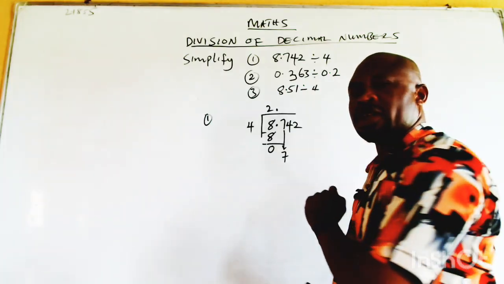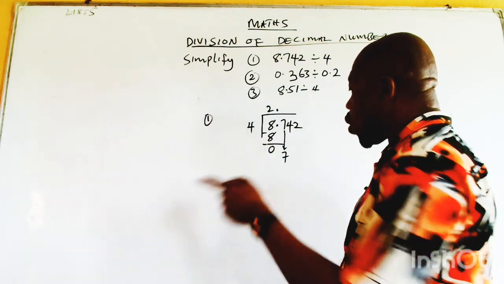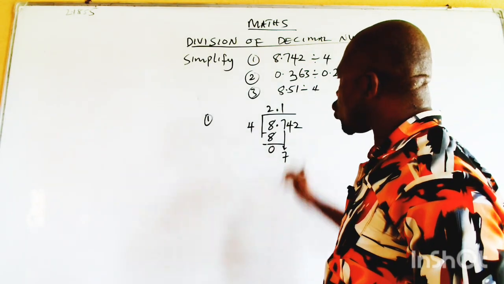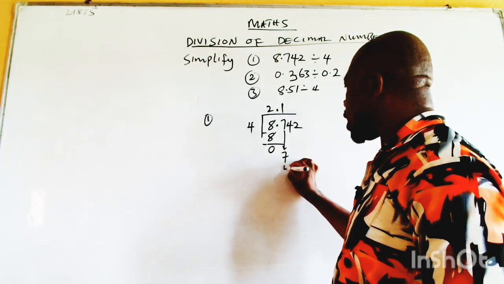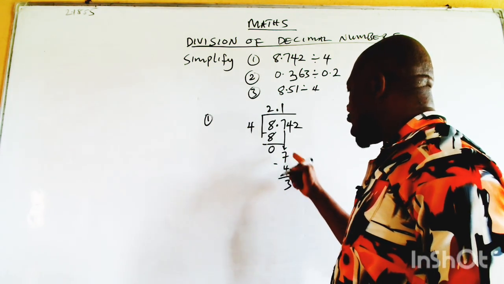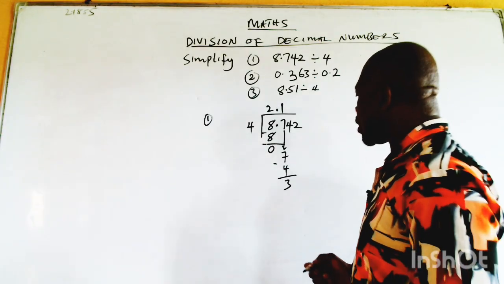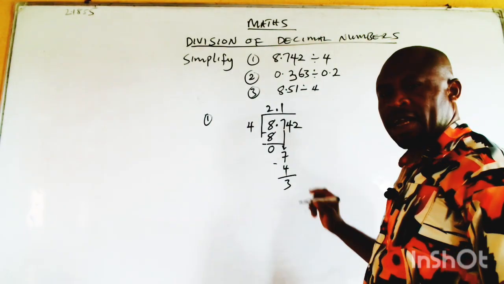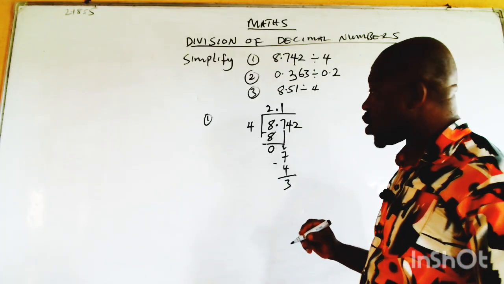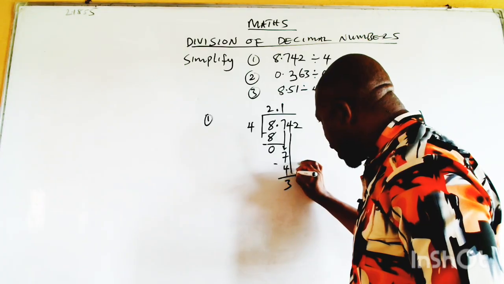4 divide 7. Of course, it will give us just a single 4 in this. So it will give us 1. 1 times 4 is 4. You subtract. 7 minus 4 will give us 3. Now 4 divide 3. Of course, it cannot go. All you will need to do is this 4 here, bring it down.